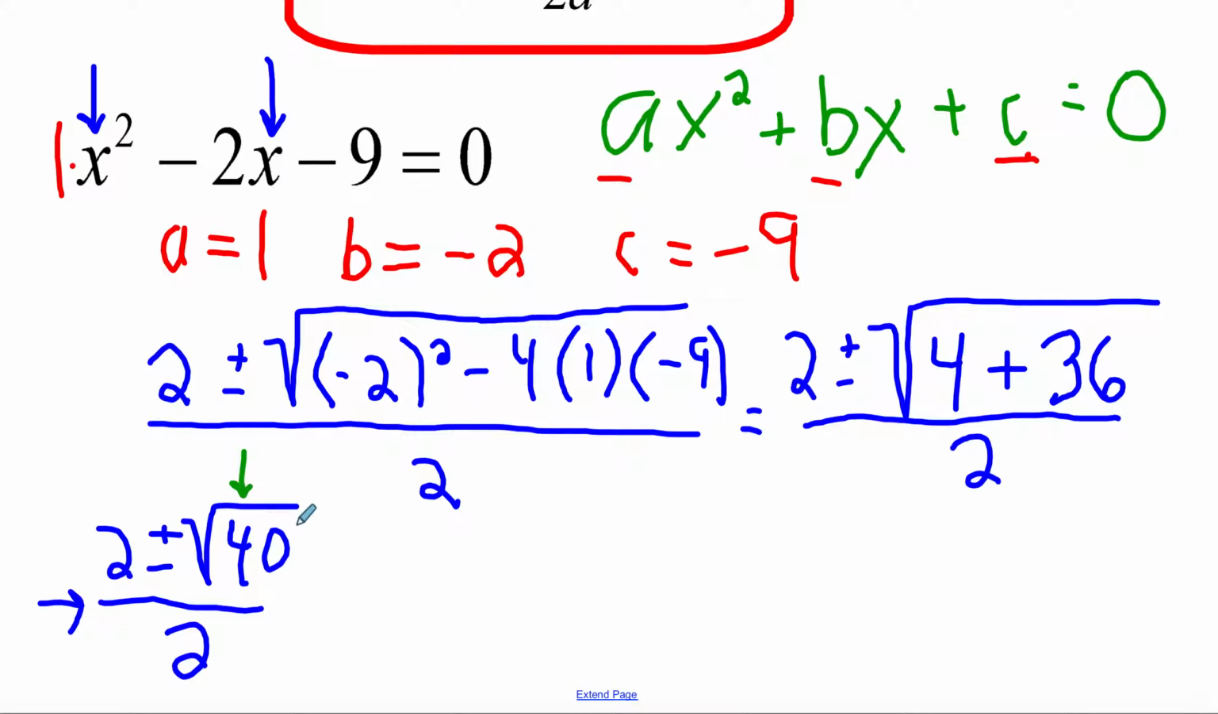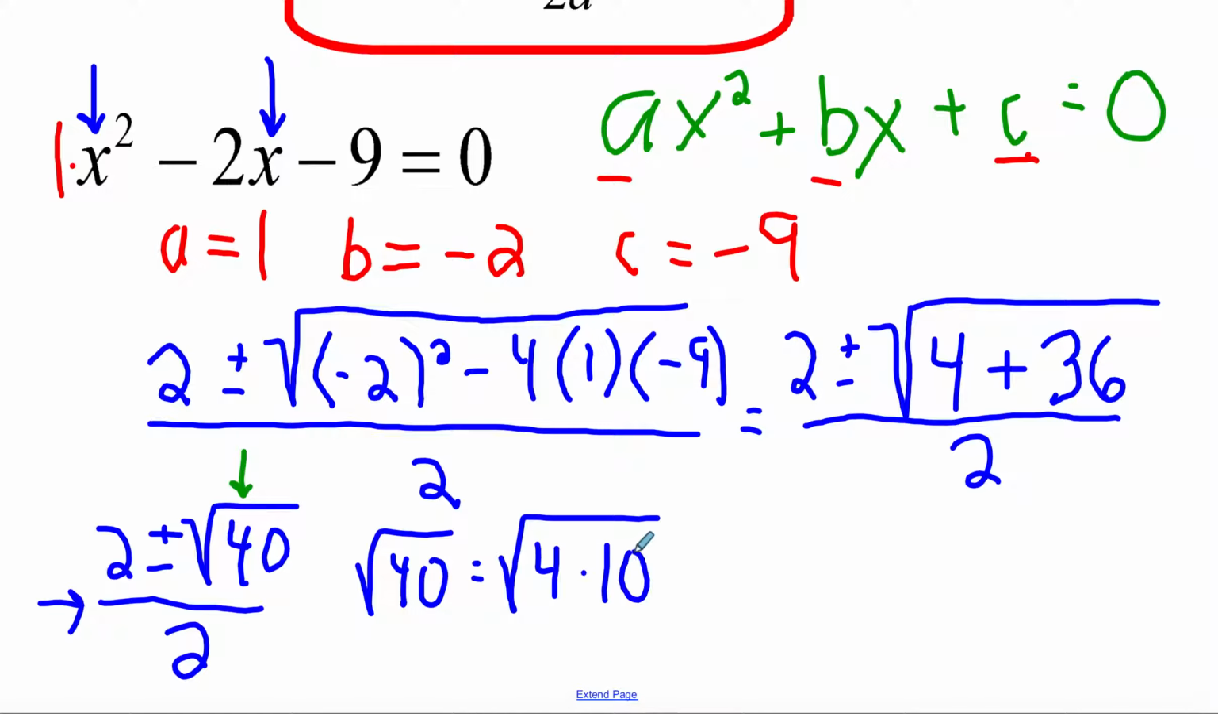So I need to pick some factors of 40 that would give me a square number. Well, clearly 4 and 10 are factors of 40, and 4 is a square number. So I'm going to choose that one because when I do this, it will make my life easier. So before I come back here, I'm going to simplify root 40 first. So I'm going to write it out here to make it easy to see. Root 40 is the same as root 4 times 10. Okay, and I could rewrite that as root 4 times root 10.